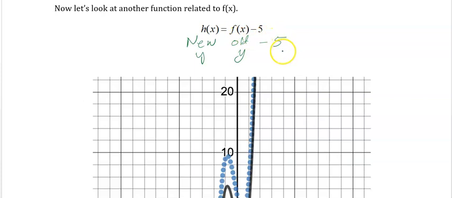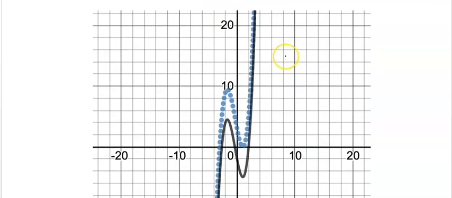So we could keep the same x-coordinates, make a list of them, and just take the old y-coordinates and subtract 5 from each. And the effect that has is every point on this graph is now 5 lower. This is at y is negative 5. It used to be at y is 0. This y-intercept is now at y is negative 2. It used to be at y is 3. This maximum point has moved down 5. Every point has moved down 5.